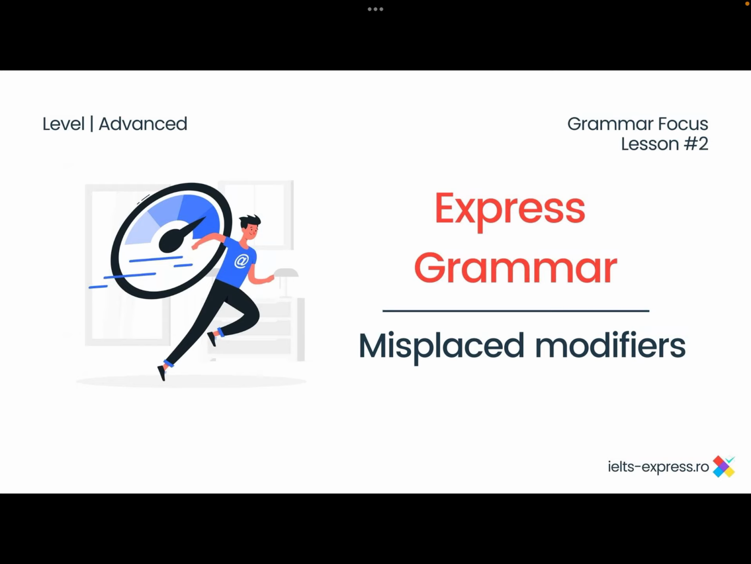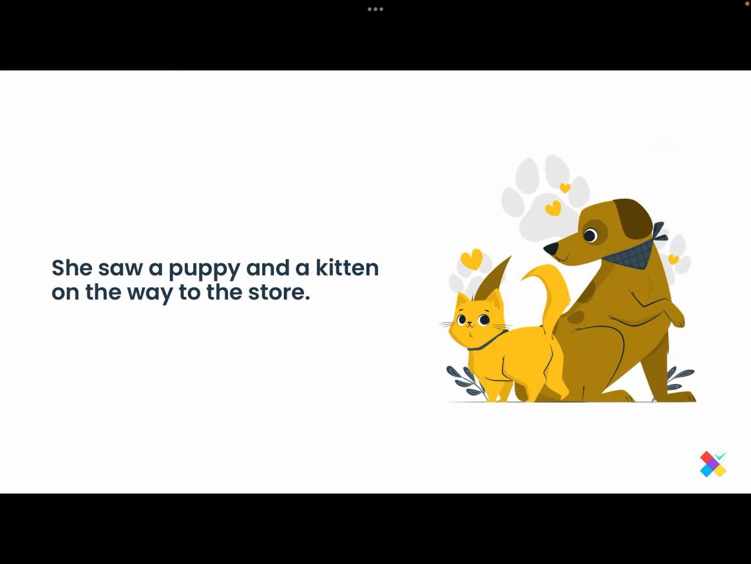Okay, let's have a little bit of a recap of what modifiers are. Modifiers are words or phrases that dress up otherwise plain sentences. And it's really important for modifiers to stick close to the word or words they're modifying, because when they stray too far, they become misplaced modifiers. And if they get too far, it may look like they're modifying something else. For example, take a look at this sentence. She saw a puppy and a kitten on the way to the store.